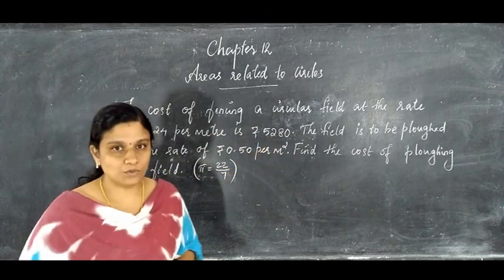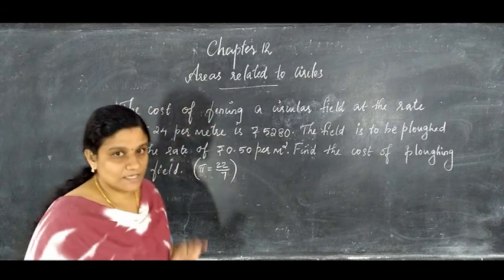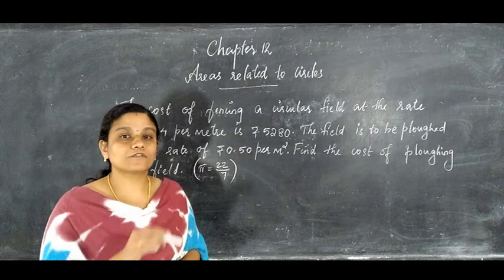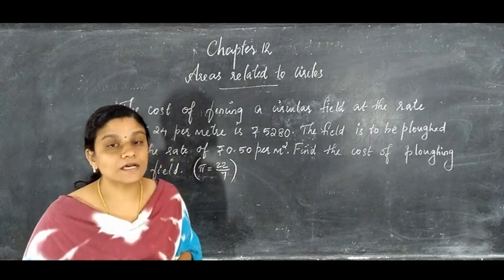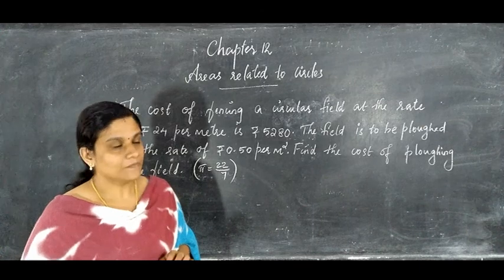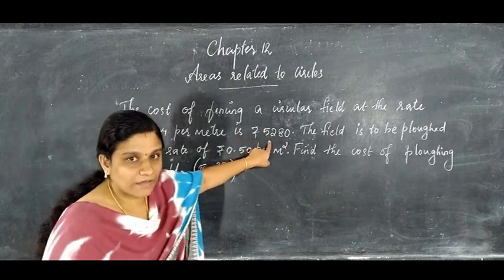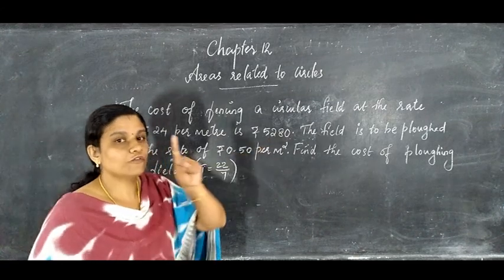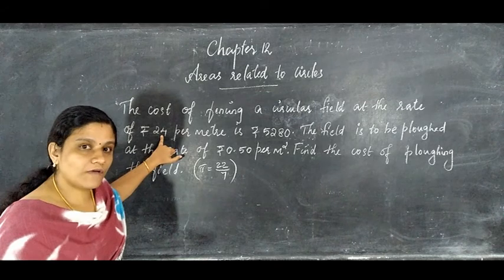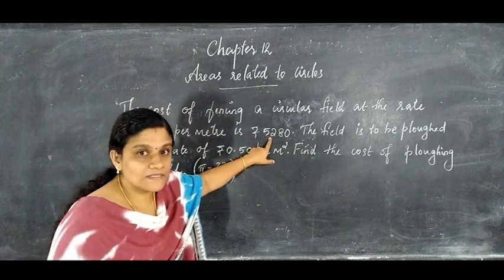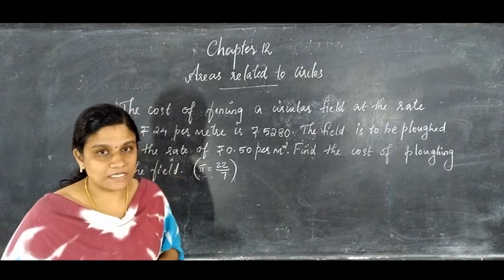Fencing means you know what that is. So using this condition, we can find the length of the circular field, which is the circumference of the circle. Is it clear? Okay, so how can we find this? The total cost is rupees 5,280, and for 1 meter it is rupees 24. So how can we find it? Total cost divided by cost for 1 meter.